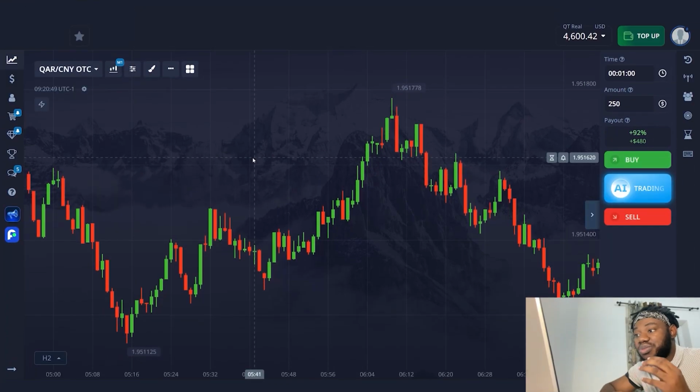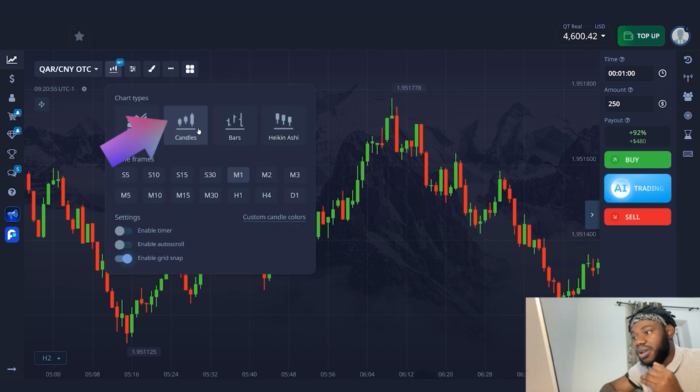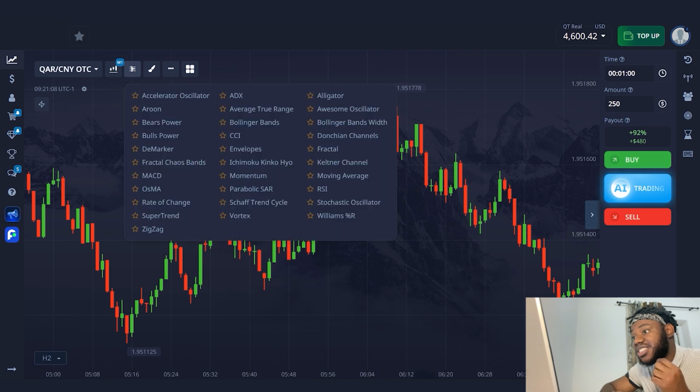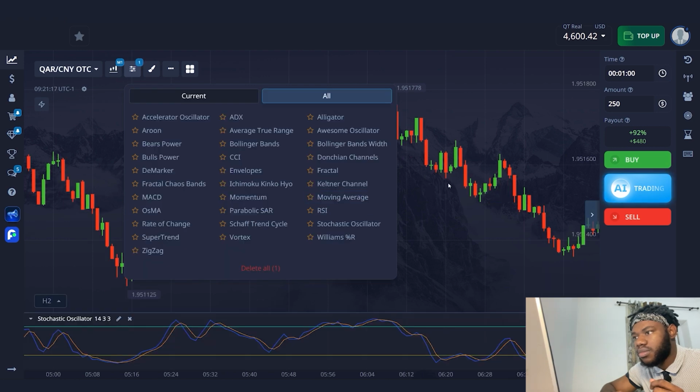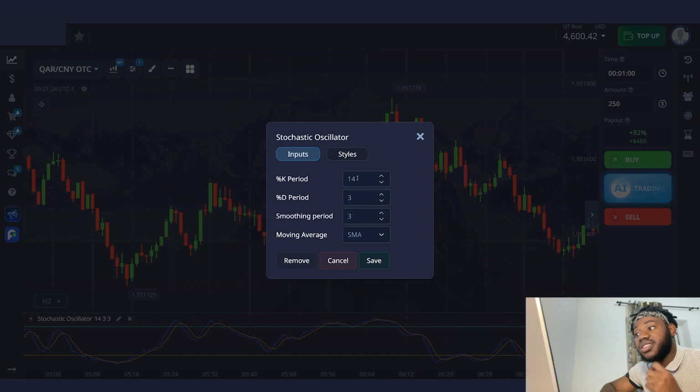Before starting to open trades, we will configure the account. I use the candle chart type, leaving the time frame at 1 minute. Now you need to turn on the indicator. It's going to be a stochastic oscillator. In the indicator settings, I will set the K period parameter to 5, D period and smoothing period to 3. The type will be SMA.